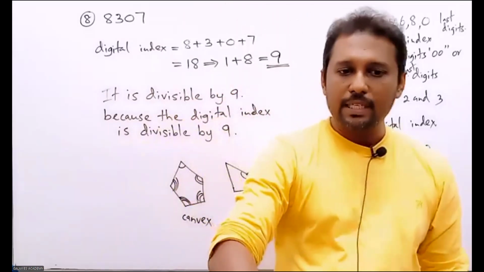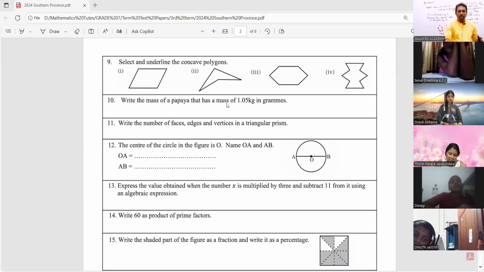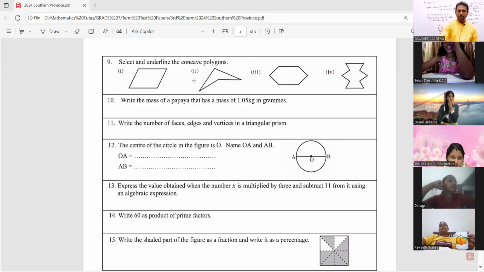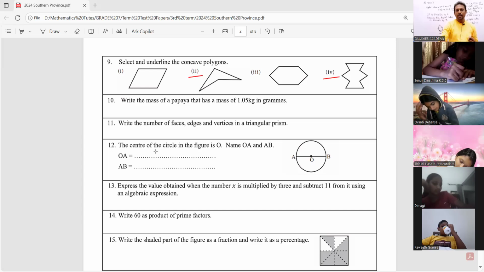Right, then let's go to the question. You have to select all concave polygons of the given diagrams. Is the first one concave or convex? It is convex. Second one, it is concave. So you have to underline the second one. Third one, convex. The fourth one, you can see here, concave. So all concave polygons you have to underline. Okay. So the answers are 2 and 4.